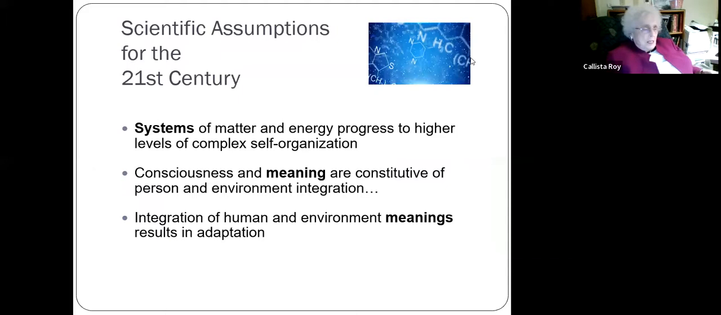The scientific assumptions of the model for the 21st century can be described as the following: systems of matter and energy progress to higher levels of complex self-organization. Consciousness and meaning are constitutive of person and environment integration. And integration of human and environment meanings result in adaptation.